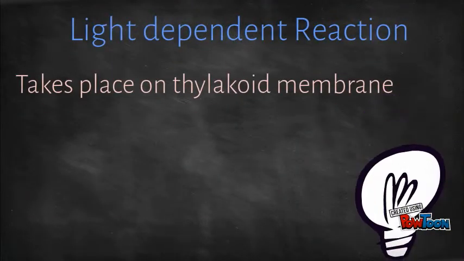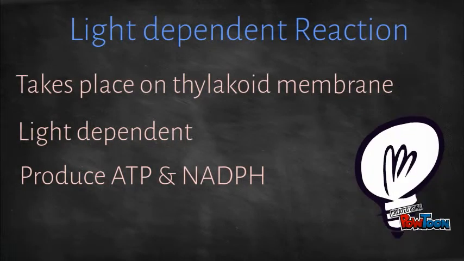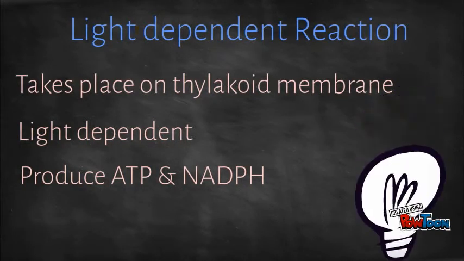Light-dependent reaction. It takes place on the thylakoid membrane. It is light-dependent and it produces ATP and NADPH as byproducts.